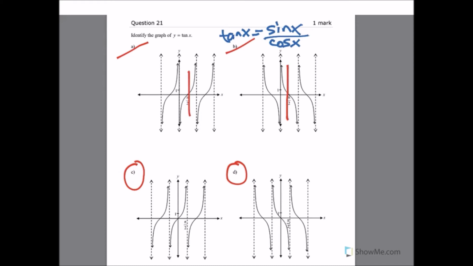And then which way does it go? Well, we should know it goes up and to the right. If you need to test a point, figure out that we know when tan is in the fourth quadrant, it's negative, so that's this piece down here, as opposed to it being positive here. That's no good, so our answer is C.